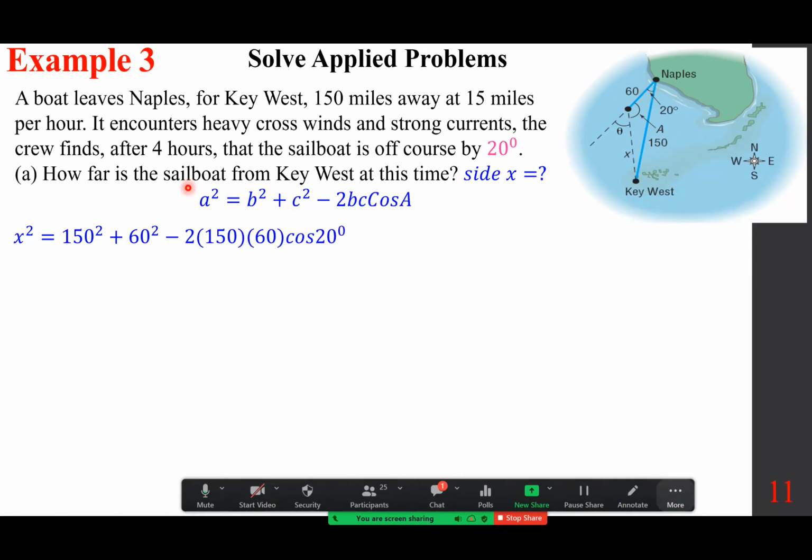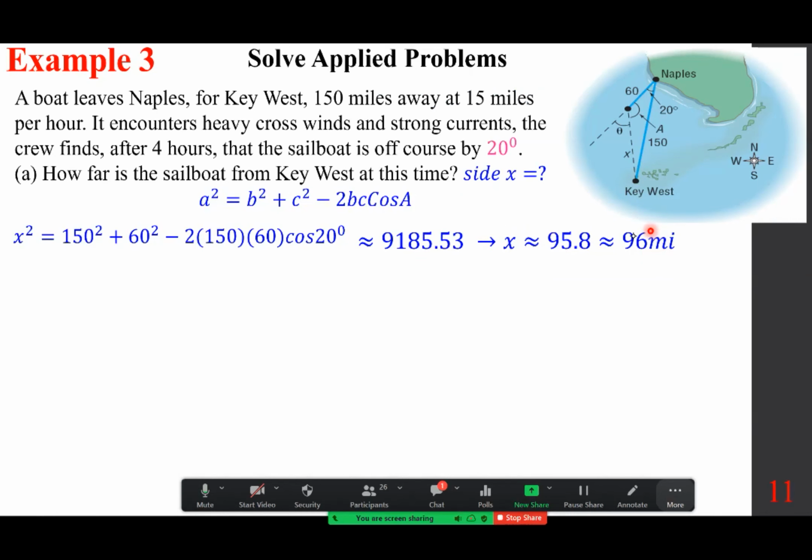So I hope you see from here we can get to here. And all you have to do now, at this point, use a calculator. Square this, multiply these numbers, find cosine of 20. Everything you put into a calculator at this point. And it gives you an approximation of this number. And x would be the square root of that, which is 95.8, about 96 miles.